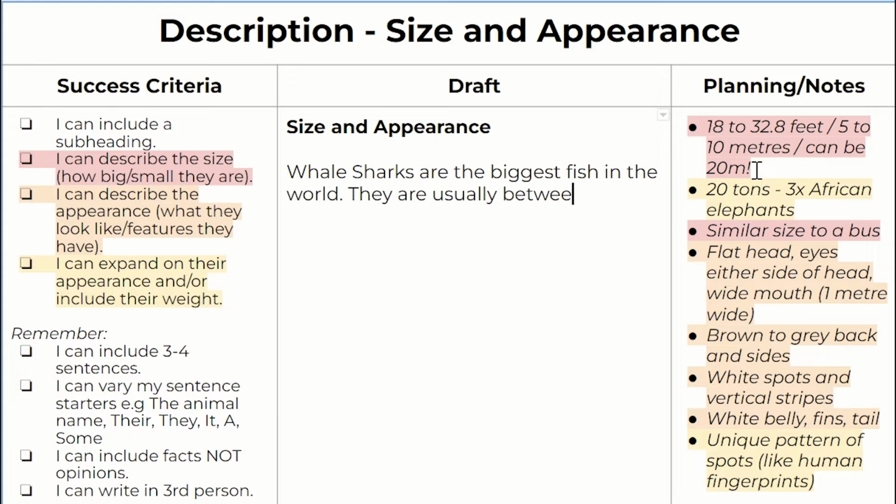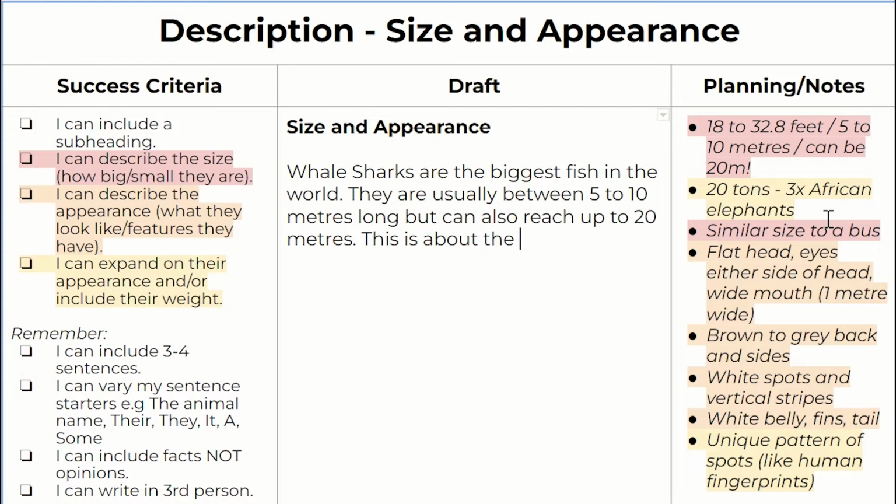Usually between 5 to 10 meters long, but can also reach up to 20 meters. And I've said that similar size to a bus. This is about the length of 1 to 2 school buses. Now, because I'm talking about how big they are, I might actually talk about the weight here as well. So let's add that in.